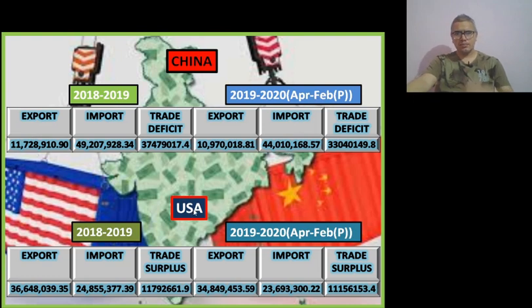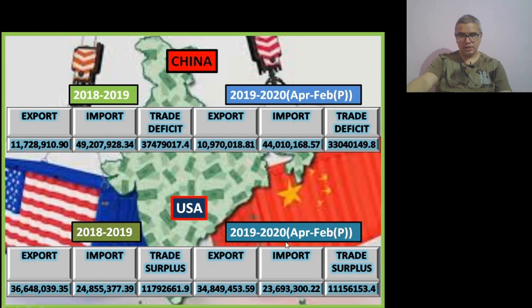Now if we compare it to USA, then in case of USA we see that we exported 3.66 lakh crore worth of goods to USA and imported 2.48 lakh crore worth of goods from USA. So here, since export is more than import for India, what happened? We see that India has a trade surplus of 1.17 lakh crore from USA.